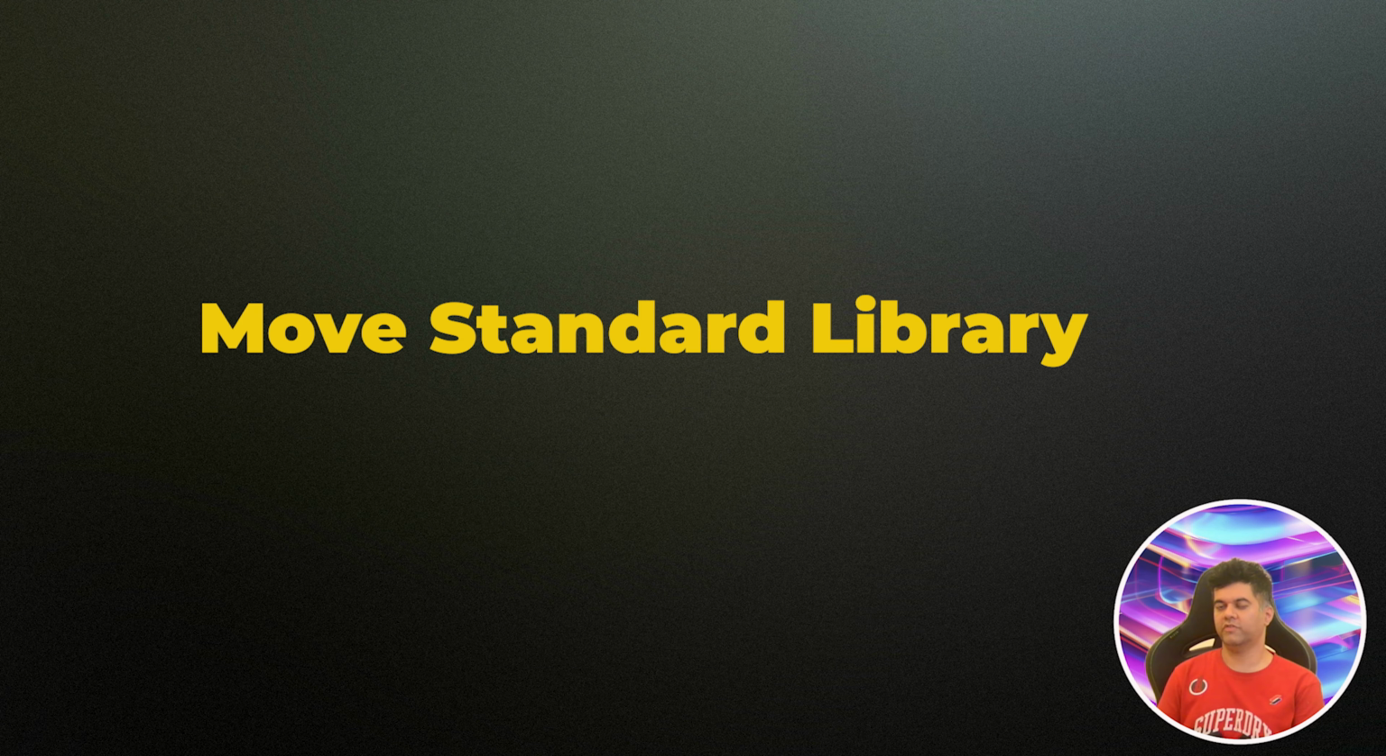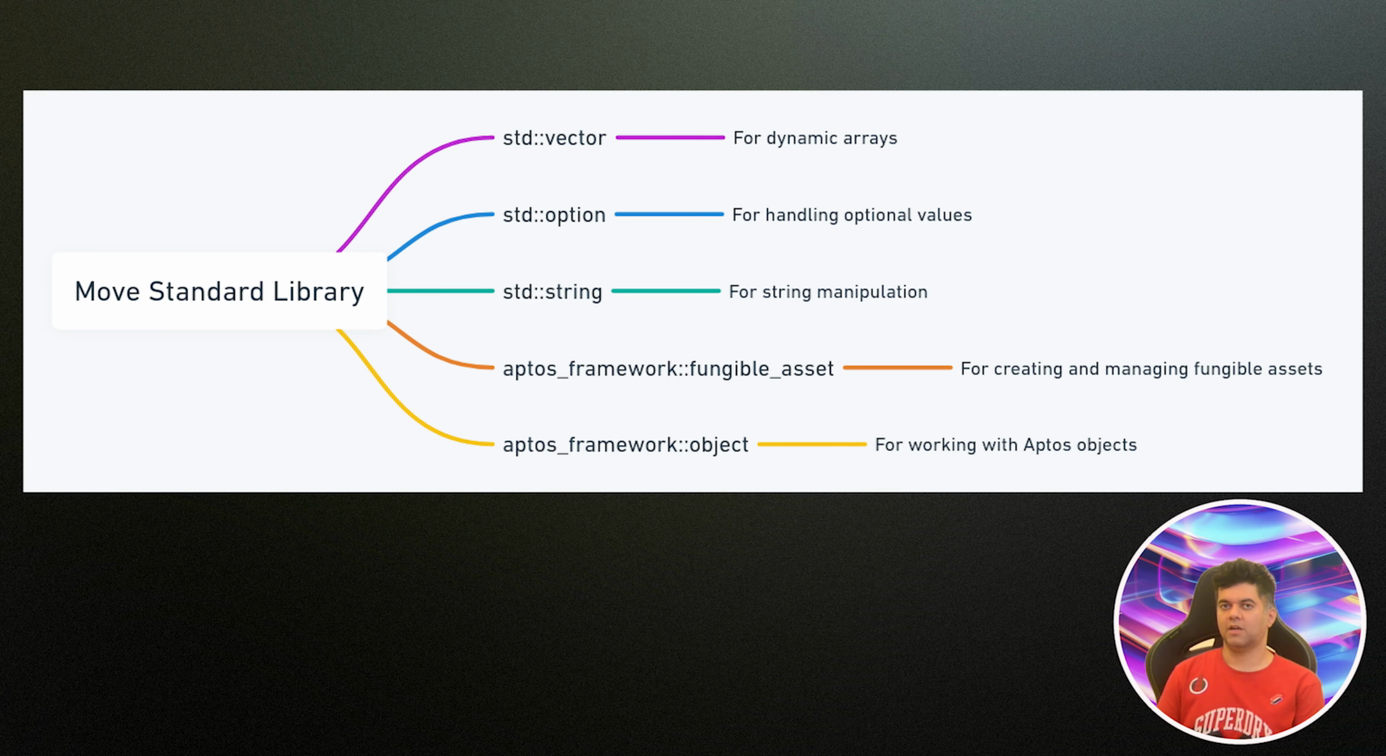Now let's take a tour of the Move standard library. It's packed with useful modules that can save you tons of time and help you write more efficient code. Here are some key modules you'll want to get familiar with. std::vector for working with dynamic arrays, std::option for handling optional values, std::string for string manipulation, aptos_framework::fungible_asset for creating and managing fungible assets, aptos_framework::object for working with Aptos objects.